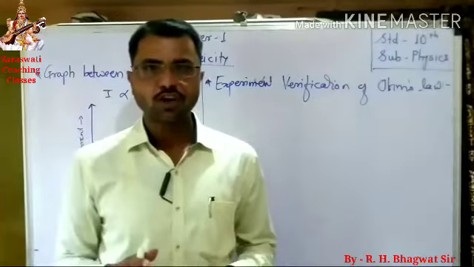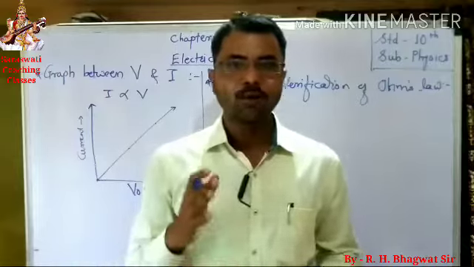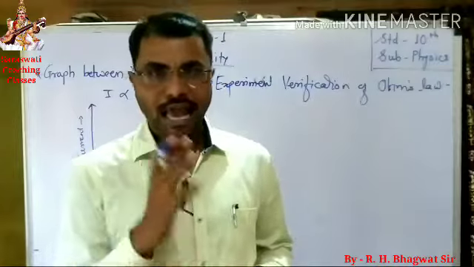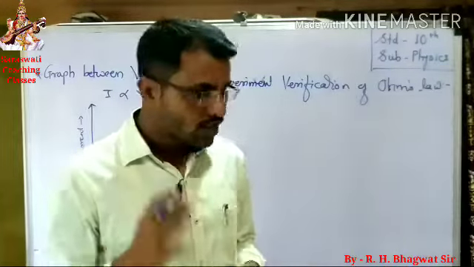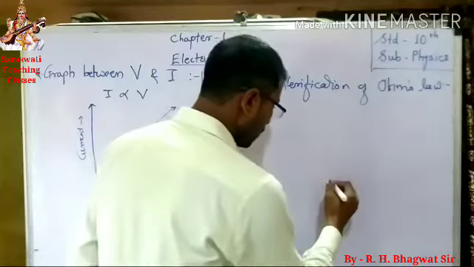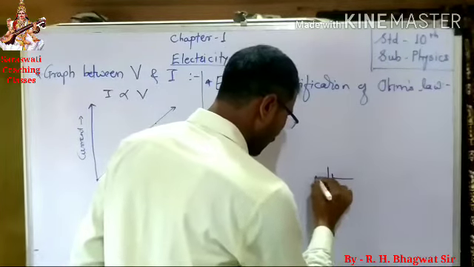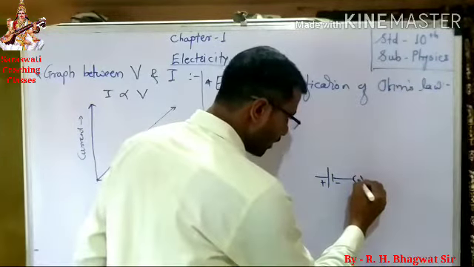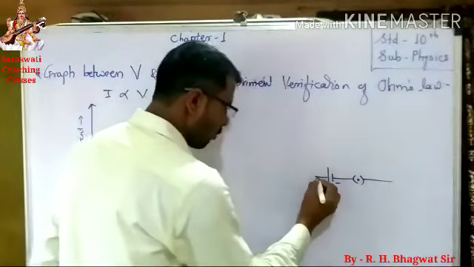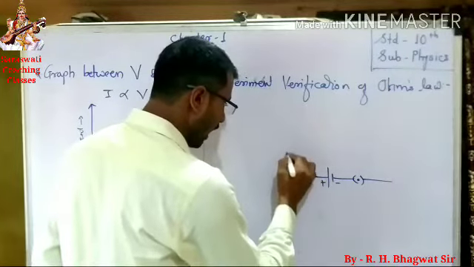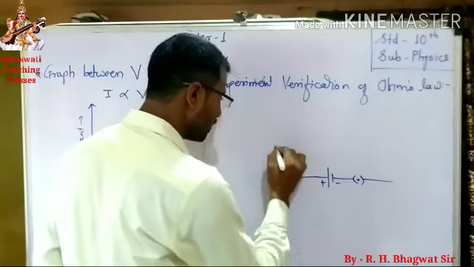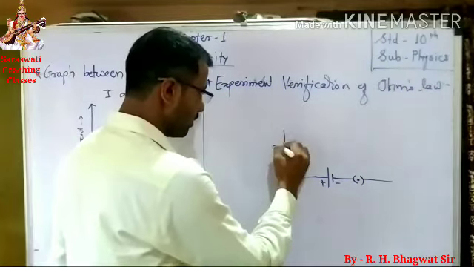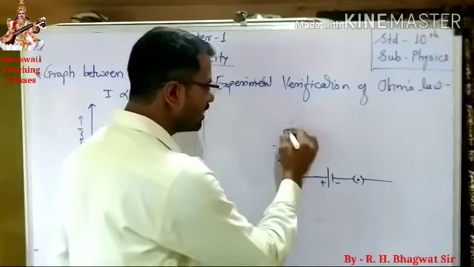The experimental verification of Ohm's law. For experimental verification of Ohm's law, we require the electric components: battery, switch, conducting wires, resistance, ammeter, voltmeter and rheostat, which are connected like this. Here is the battery having positive and negative terminal. Then next is the plug key. Now the positive terminal of the battery is connected to the ammeter, which measures the current flowing through that conductor. The ammeter is always connected in series with the circuit.